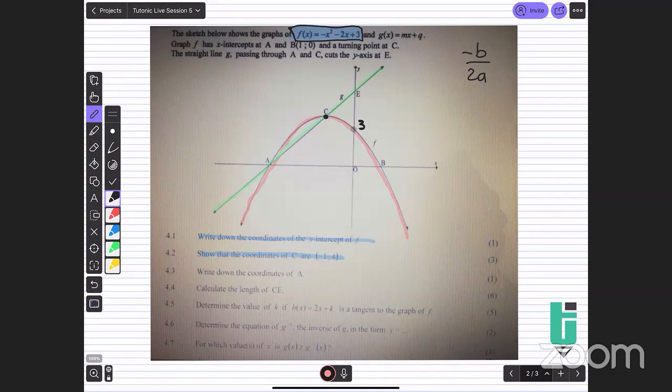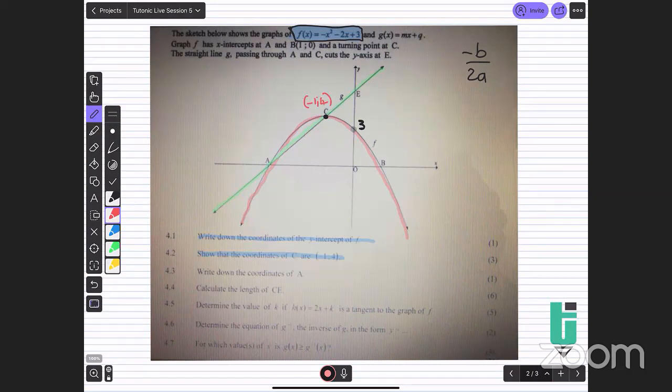So find the derivative, put it equal to 0. Do you agree that's a bit faster, Uzair? Yeah, much faster. Minus 2x minus 2 equals 0. So therefore 2x equals minus 2. Therefore x equals minus 1. And then you sub that into the main formula to give you the y coordinate. That will give you 4. So C is minus 1, 4.